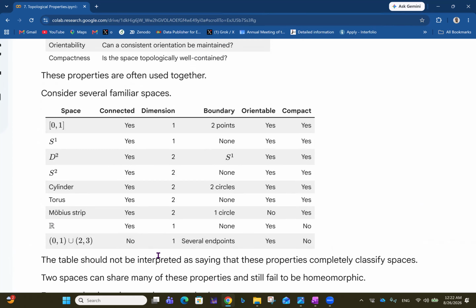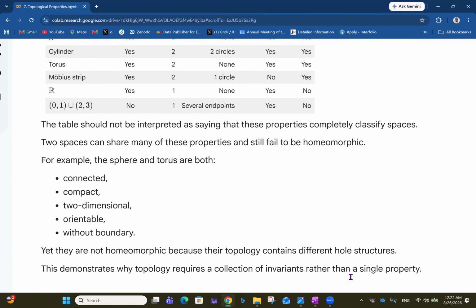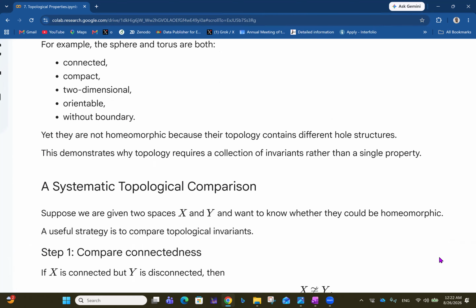So the table should not be interpreted as saying that these properties completely classify spaces. Two spaces can share many of these properties and still fail to be homeomorphic. For example, the sphere and torus are both connected, compact, two-dimensional, orientable, and without boundary. So they are not homeomorphic because their topology contains different hole structures. The hole in the torus makes it significantly different topologically from a sphere. So this demonstrates why topology requires a collection of invariants rather than a single property.